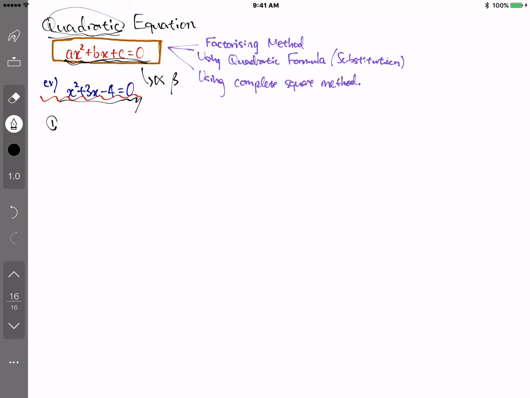The first method is called factorizing. What is meant by factorizing is to make the equation look like (x minus alpha) times (x minus beta) equals 0. So alpha and beta are the two solutions for this particular equation. The question is how to turn this form into this form when you have a quadratic equation. Let's do it now.